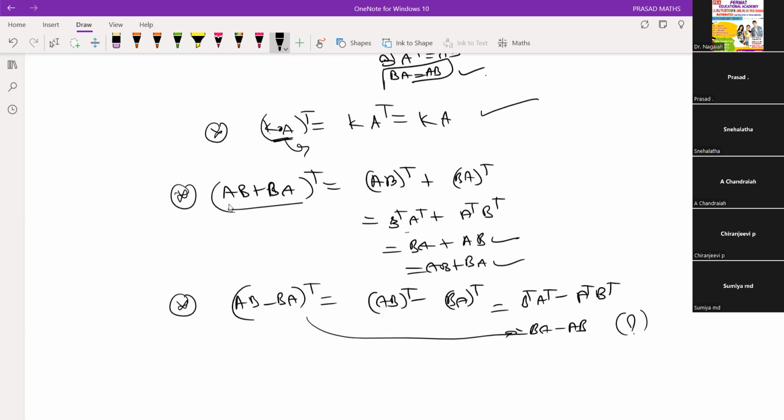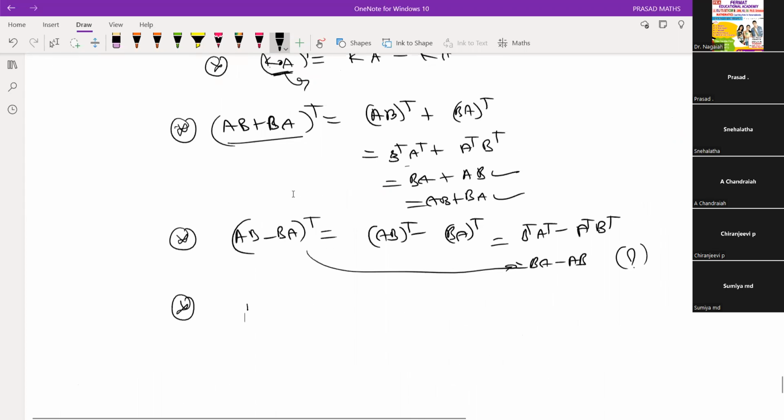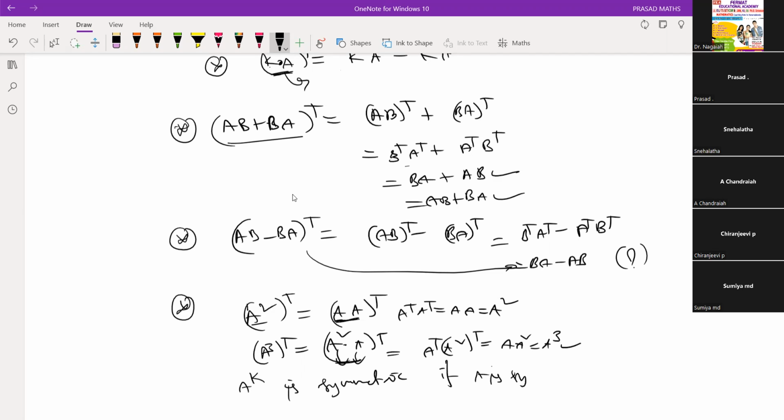Next is A square, A cube. Is it symmetric? Already told you, A square is always symmetric because it is a product, A into A. Whenever A is symmetric, the product of two symmetric matrices is always symmetric. A cube is also symmetric, because after all it is a product of symmetric matrices. So what you observe: if A is symmetric, any integral power of it is always a symmetric matrix.